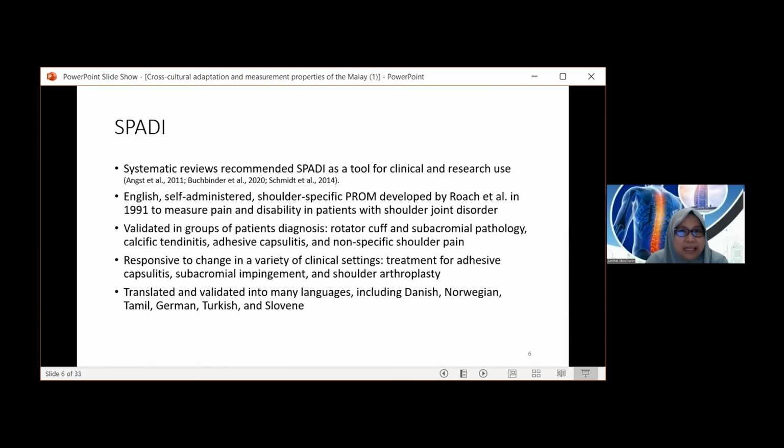SPADI, originally in English and self-administered, was developed by Roach et al. in 1991 to measure pain and disability in patients with non-specific shoulder joint disorder. It is a very short and easily understood questionnaire applicable in various shoulder pathologies and has established good validity and reliability. It has been cross-culturally adapted into multiple languages, including Spanish, Chinese, Thai, Marathi, Brazilian, Greek, Italian, and so on.